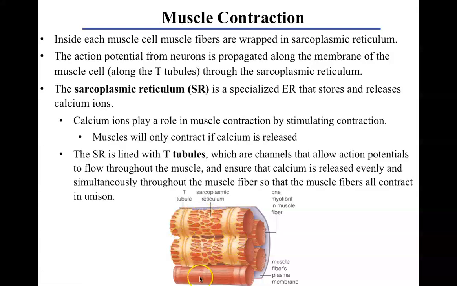So the T-tubules are basically like little highways. And so when the electrical signal, the nervous signal, comes in, it's going to zip down the T-tubule, and it's going to spread throughout the sarcoplasmic reticulum. And so the T-tubules are just channels that allow the nervous signal to flow through the sarcoplasmic reticulum and make sure that all the calcium gets released at the same time so that the muscle will contract in unison.